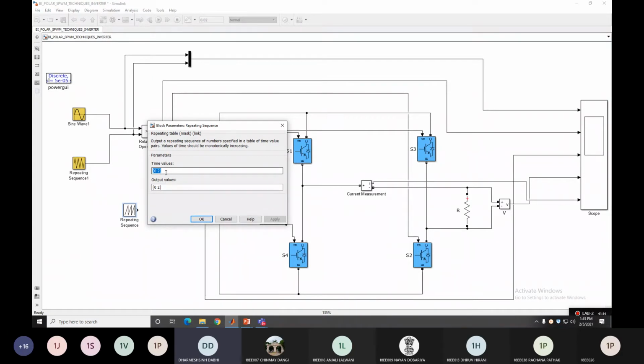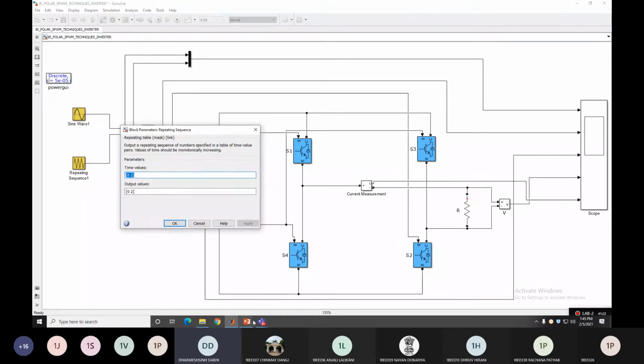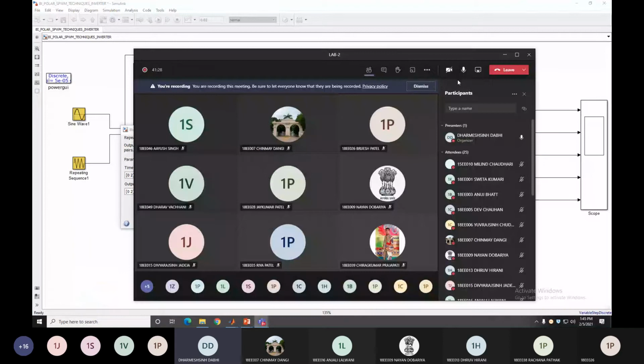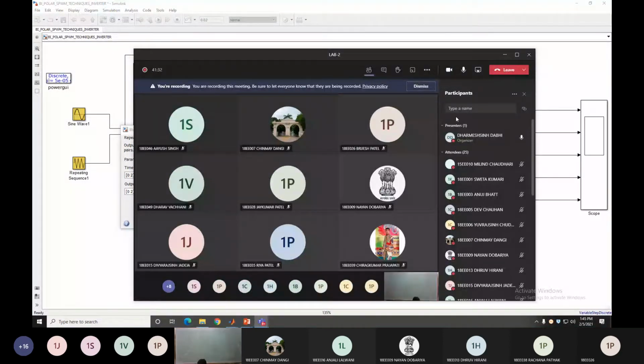So what do I need to write in the time value and output? Okay, for that, let's first understand this theoretically, and after that we will move to it practically. Now let's understand this concept.